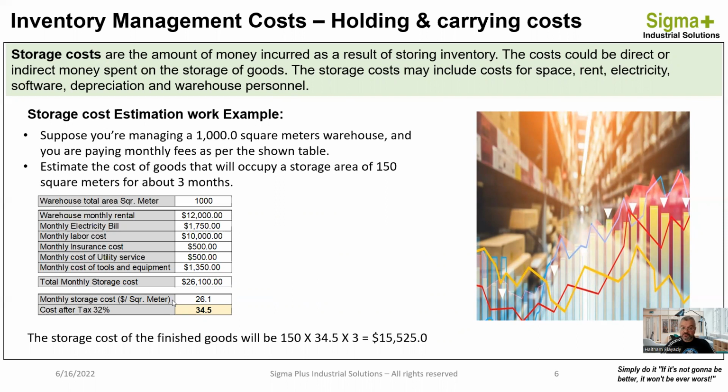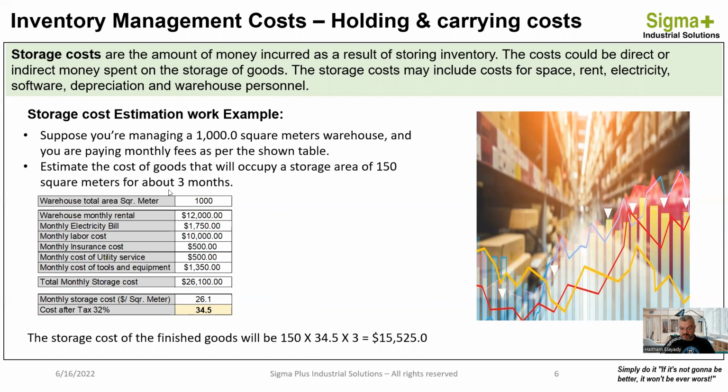So if I just want to know the cost of storage per square meter, it will be simply by dividing the total monthly storage cost by the total area of the warehouses. And that's from where we got the 26.1. Then we add the tax percentage, considering the tax percentage is 32%. So that means that each 1 square meter will cost a storage of $34.5.